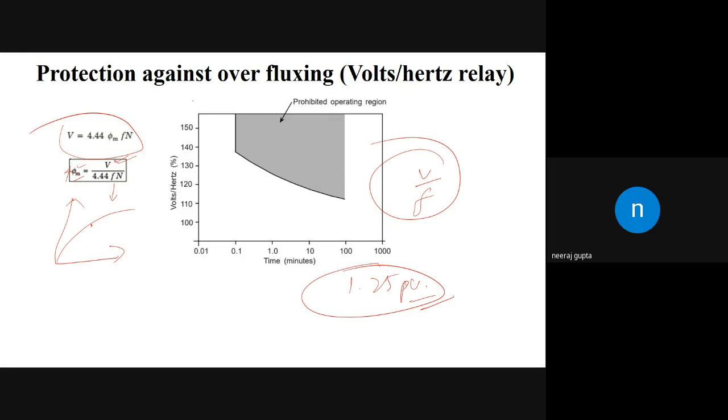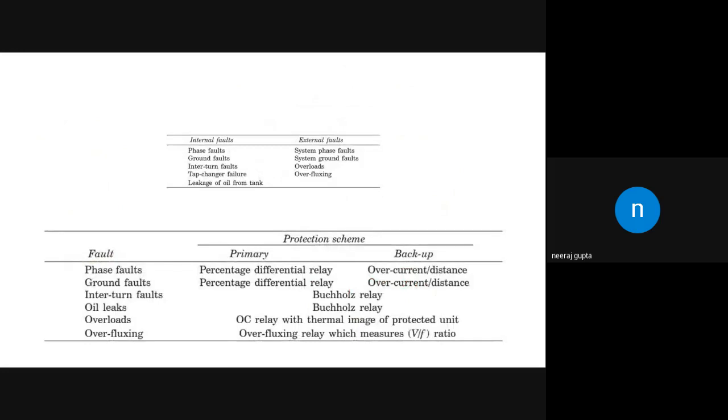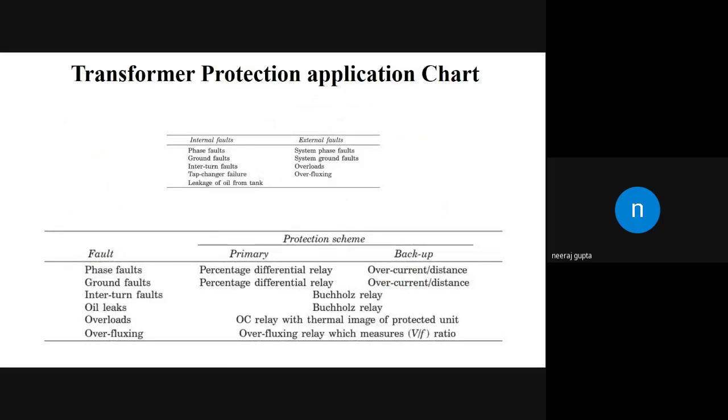So this overexcitation can be detected by measuring the V by F ratio, using the voltage by hertz or frequency relay. Nowadays we have microprocessor based voltage by hertz relays. We set the values based on that, and after that it will work accordingly. Now these are the application charts for whatever we have discussed in the transformer protection.